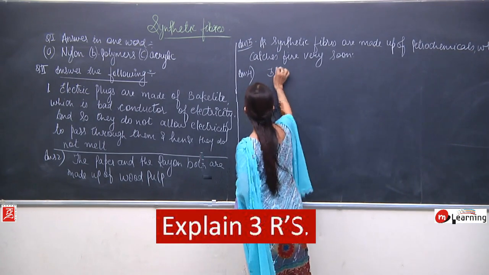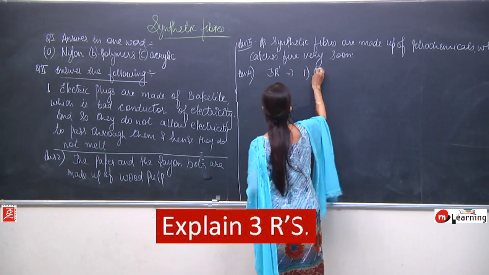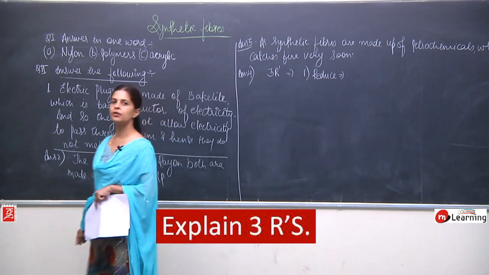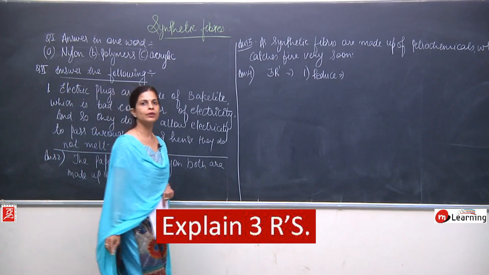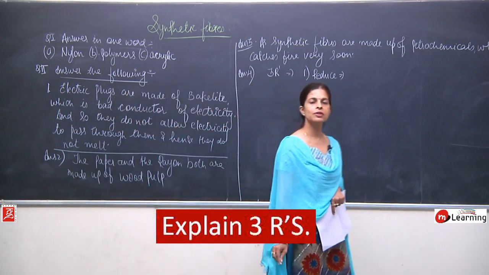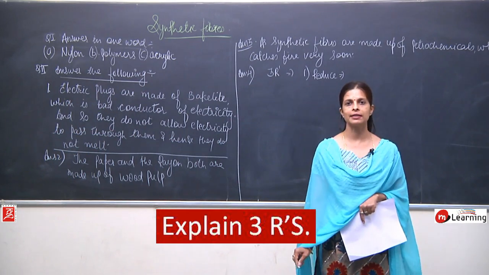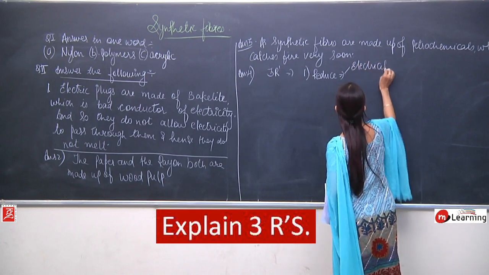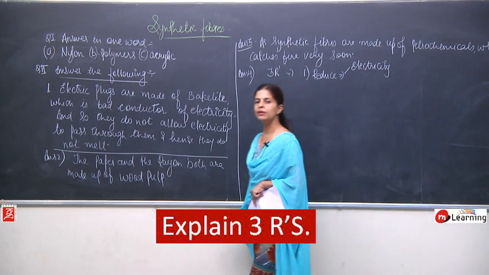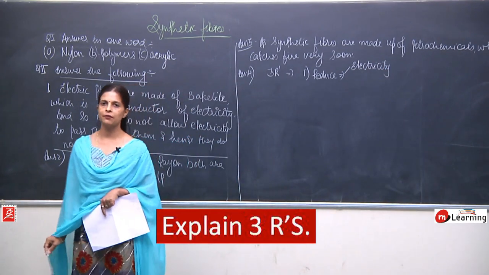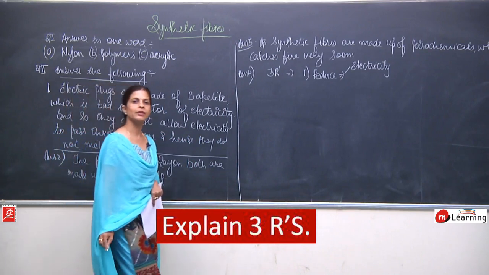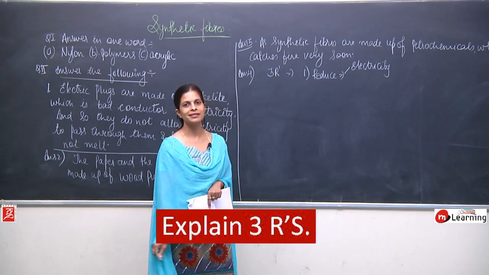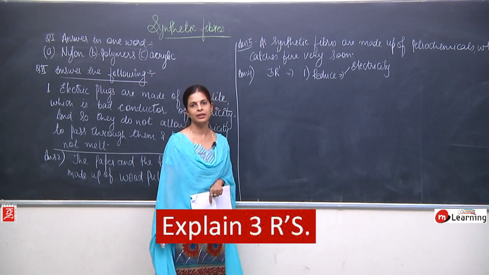So the 3 R's. The first is reduce. Now what we have to reduce: we have to reduce the use of the natural resources. We have to use the natural resources very wisely. Take the example of electricity. When we leave the room, we are least bothered to switch off the lights and fans. We never switch off the ACs. Let them run. Let the room be cool. And for whom? For non-living things, isn't it? So we have to reduce the use of electricity.